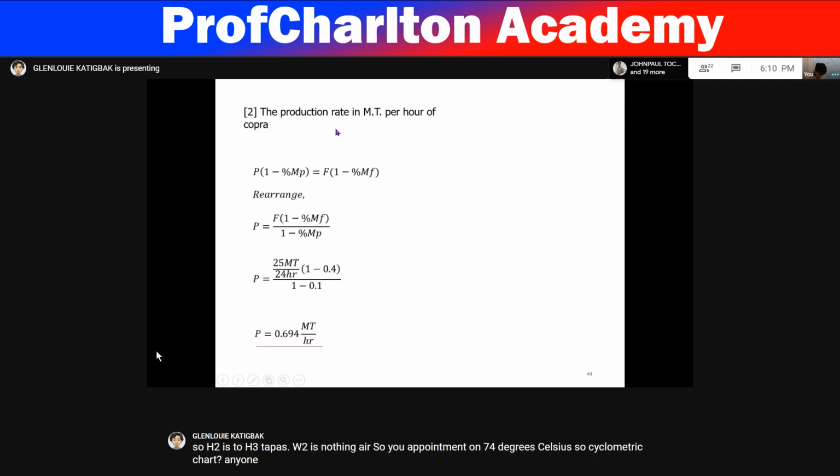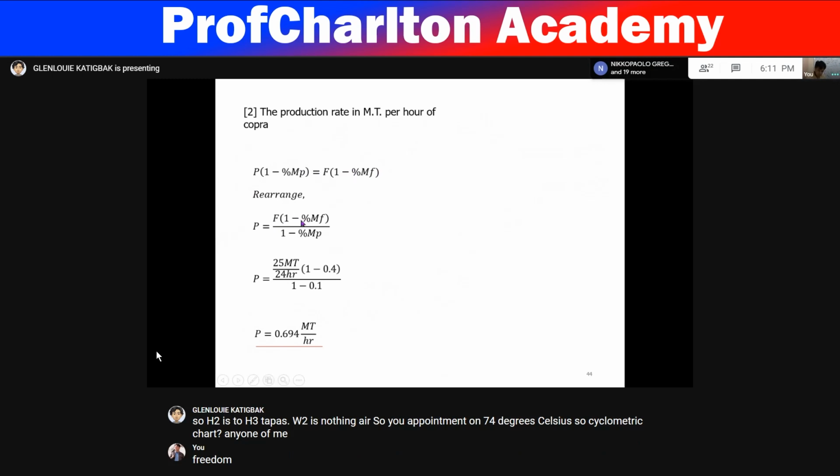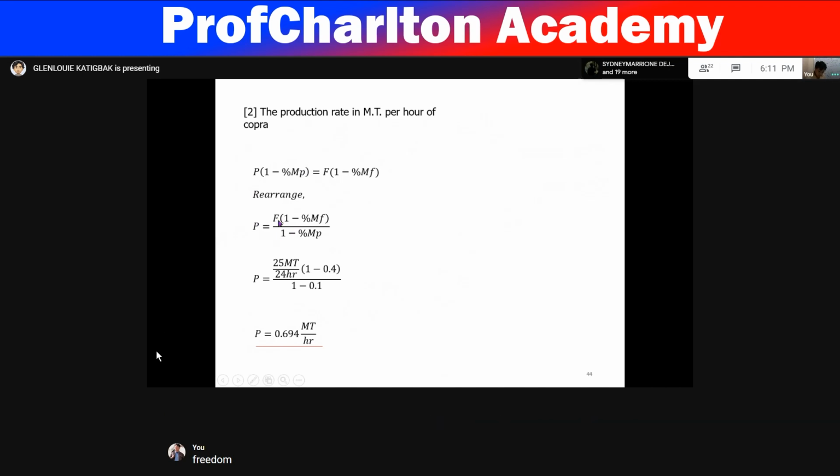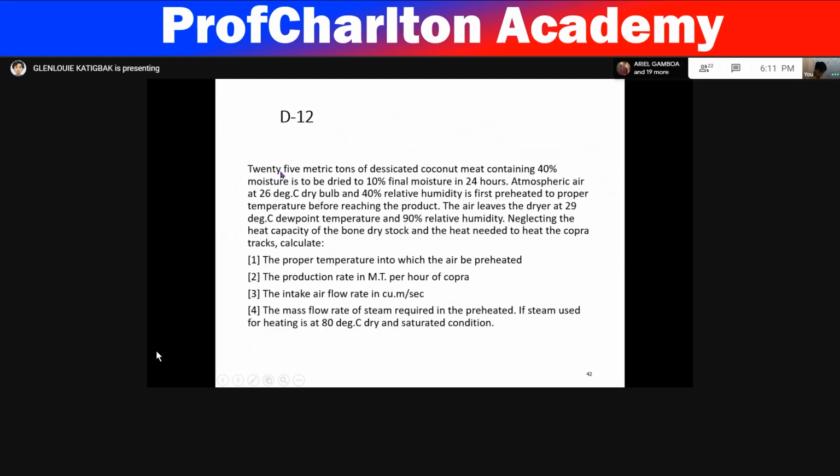Tapos sa number 2, production rate in metric tons per hour of copra. So, ito yung formula: bone dry mass ng product equals bone dry mass ng feed. I-arrange natin, i-isolate natin yung product, ito yung magiging formula. Tapos sabi doon, yung F natin, which is yung feed, 25 metric tons of desiccated coconut meat containing 40% moisture to be dried to 10% final moisture in 24 hours.